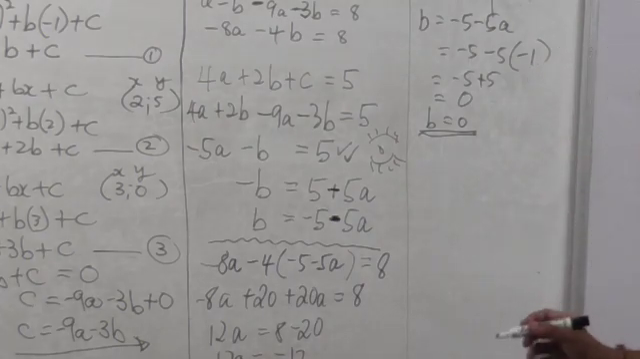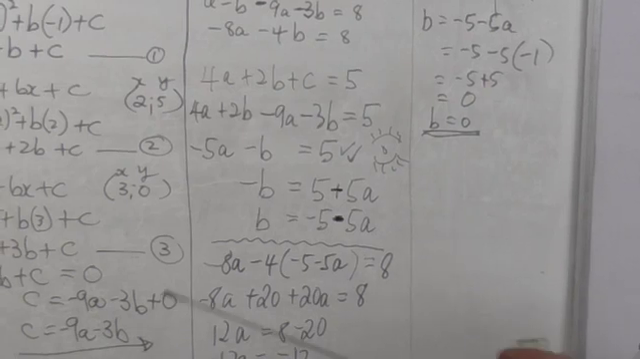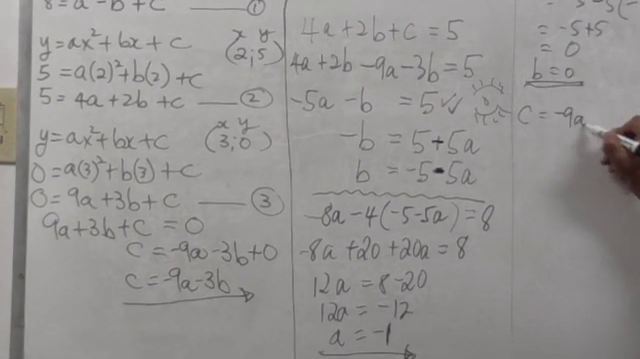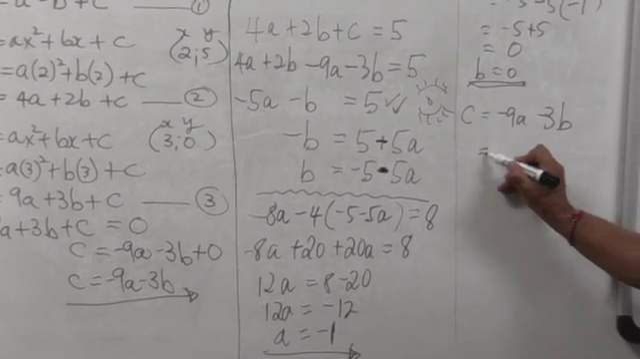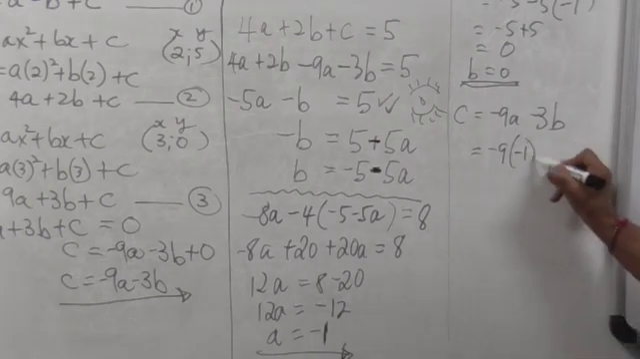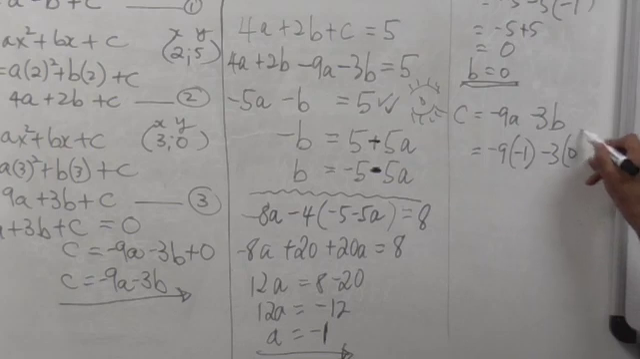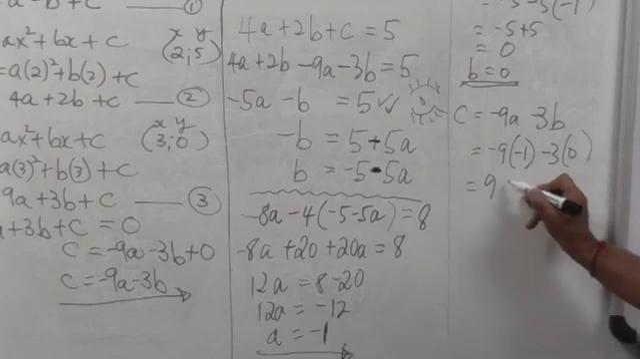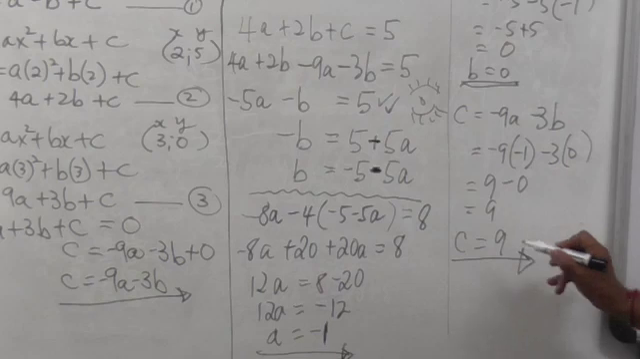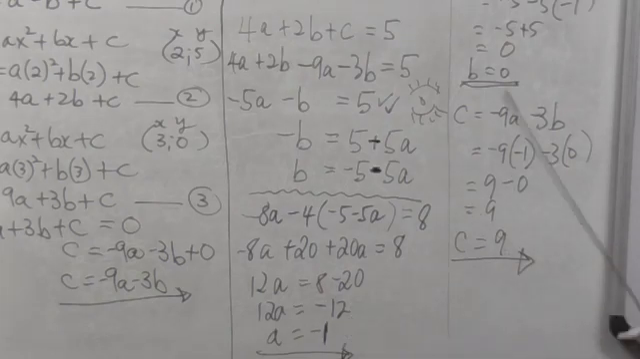a is minus 1. Now you want c. c is minus 9a minus 3b. So it will be minus 9 into a, which is minus 1, minus 3 into b, which is 0, which will give you 9 minus 0, which is 9. So c is equal to 9. So you have found a, b and c. a is minus 1, b is 0, and c is 9.